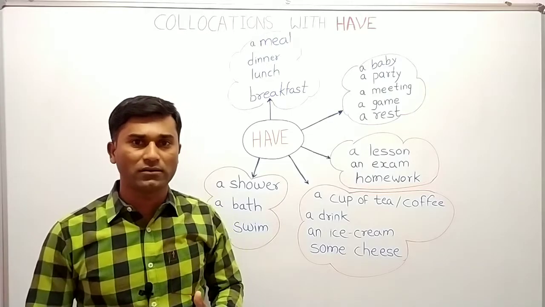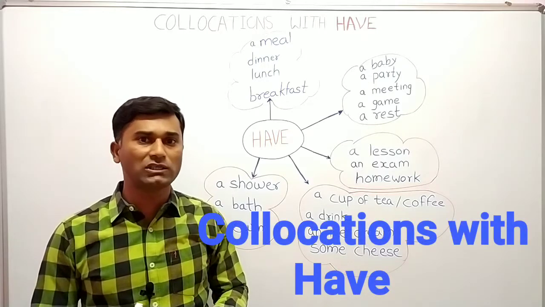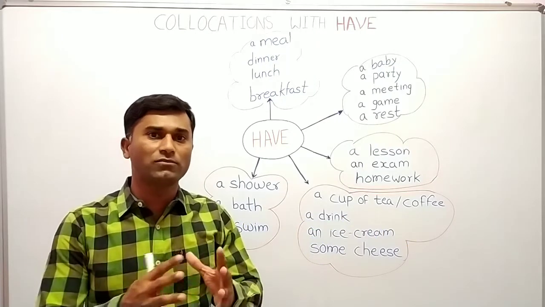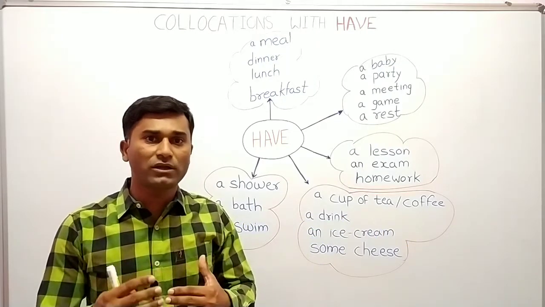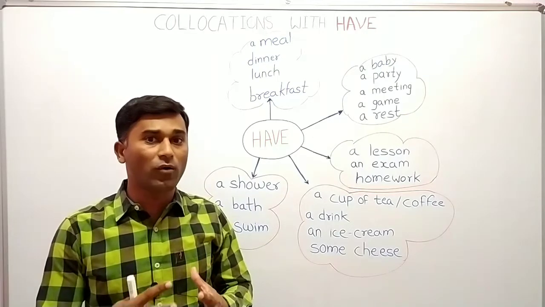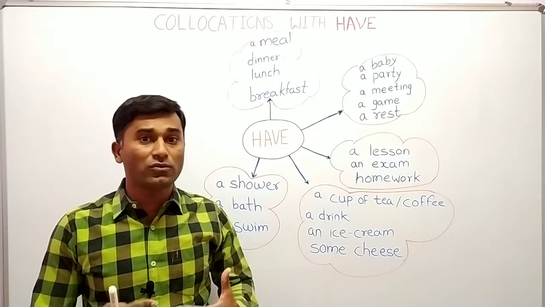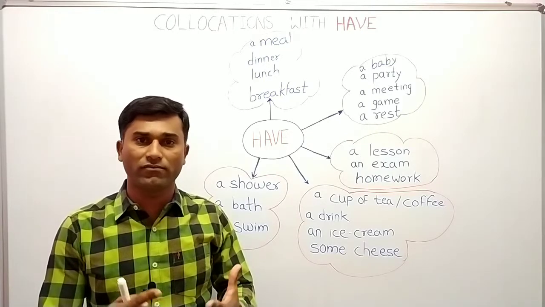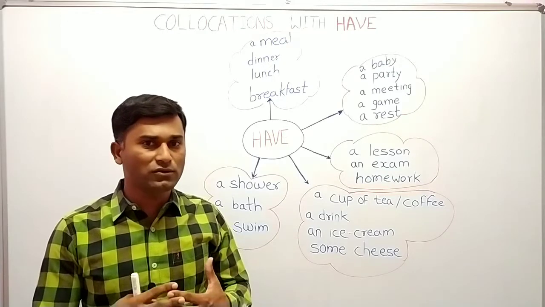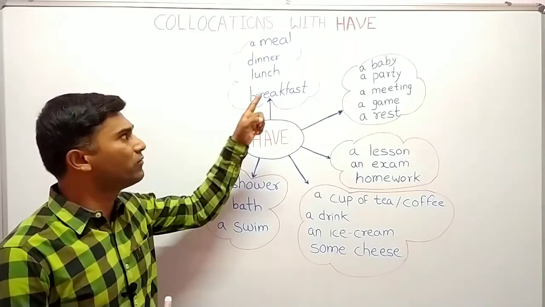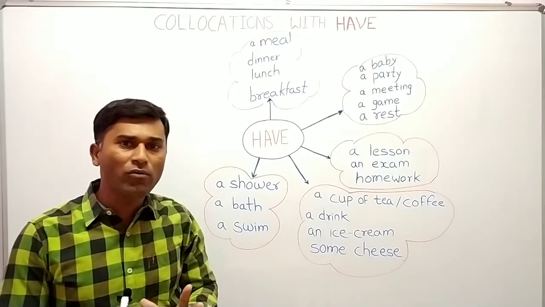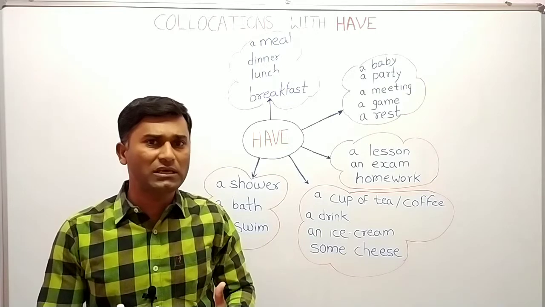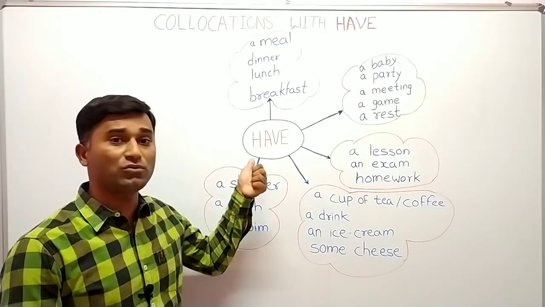What is collocation? Collocation means, in simple words, word partners. There are some words which always come together, and we are going to see which words always come together. If we do not know these collocations or word partners, we make mistakes when we write or speak. So friends, in this session, I am going to speak on the verb have, and how it is used in our day-to-day communication.